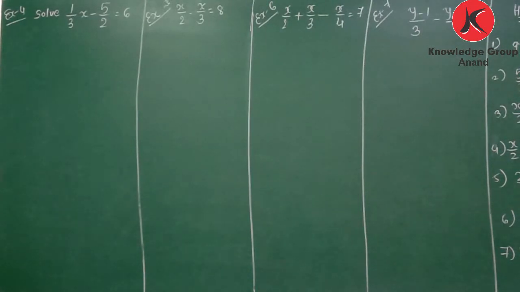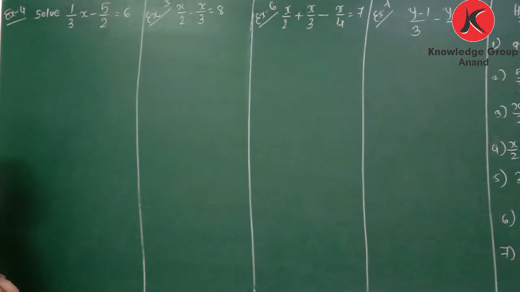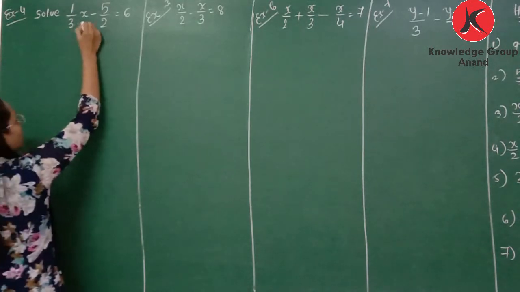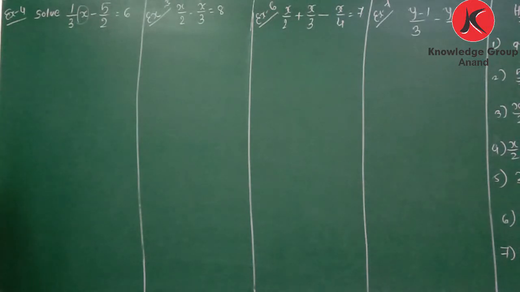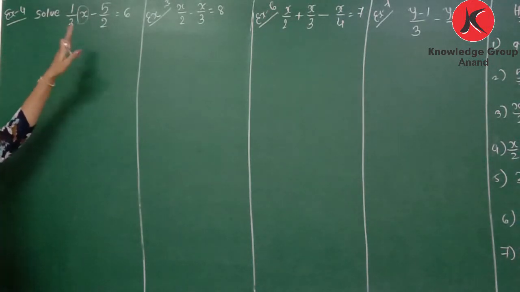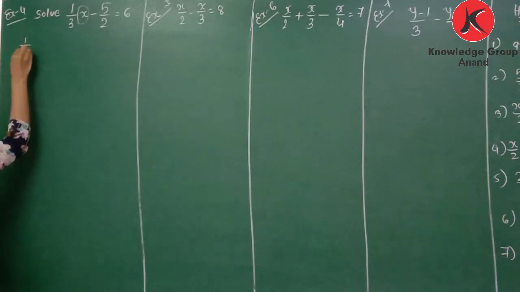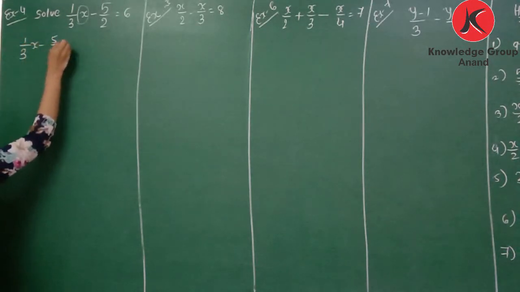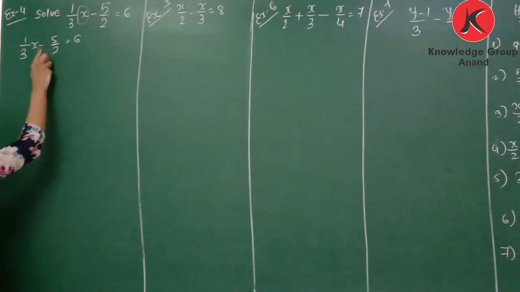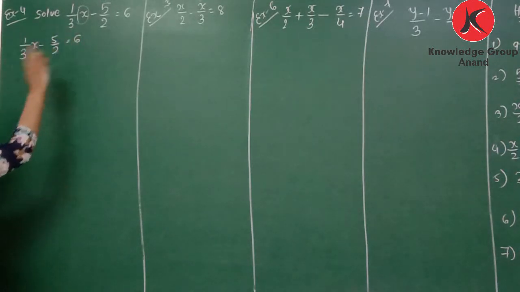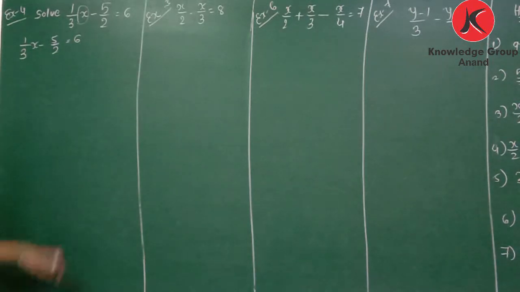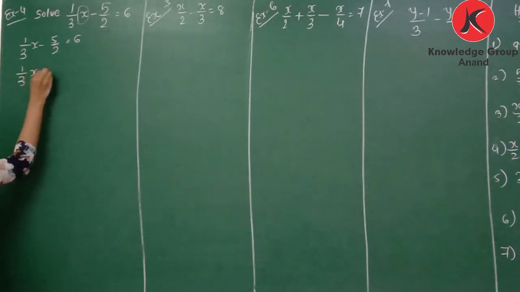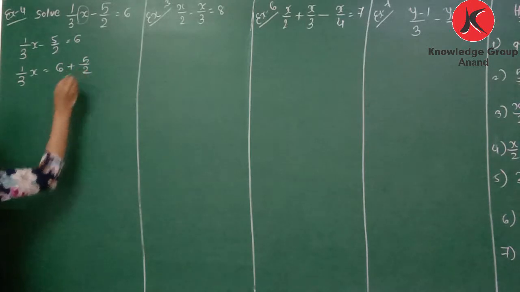Now let's take some more examples here. Example 4. Solve 1 by 3x minus 5 by 2 is equal to 6. So what you need to find here? You need to find the variable x. Okay. So let's take the number from the left side to the right hand side. So we have here 1 by 3x minus 5 by 2 is equal to 6. Take minus 5 by 2 from left side to right side. Now what is the sign of 5 by 2? It is negative. So on the right side it becomes positive. So 1 by 3x is equal to 6 plus 5 by 2.